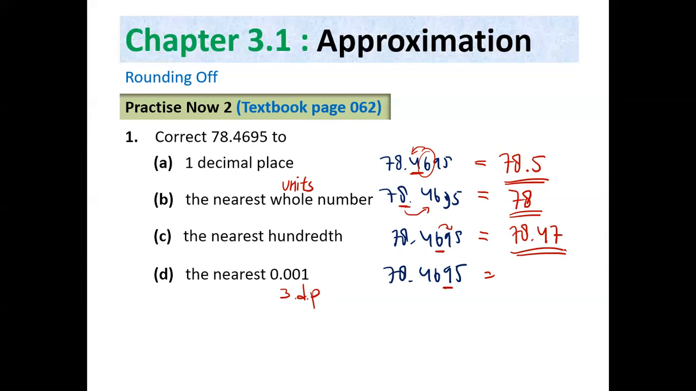78.47. That's all. It's quite simple. Everything can be done easily, but you have to make sure that you know how to do it. 9. Okay, my goodness, 9. Look at the next number. Next number is 5, so you increase the number. The 9 becomes 10.